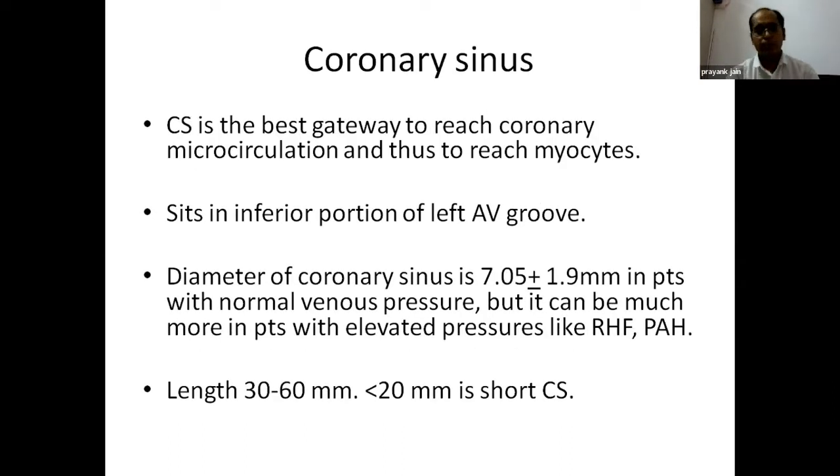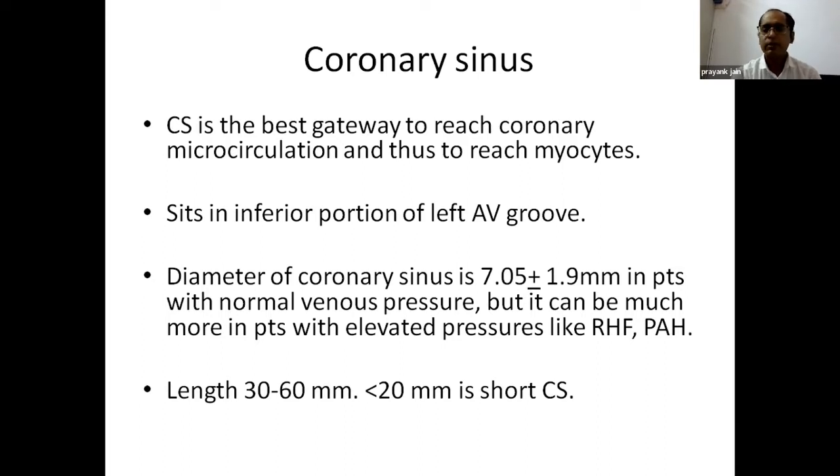So our topic of discussion will be focusing on the coronary sinus. Coronary sinus is the best gateway to reach the coronary microcirculation and thus the myocytes. It sits in the inferior portion of the left AV groove. The diameter of the coronary sinus is 7.05 plus minus 1.9 millimeter in patients with normal venous pressure, but it can be much more in patients with elevated pressure, like right heart failure and pulmonary artery hypertension. The normal length is 30 to 60 millimeter. A coronary sinus less than 20 millimeter in length is called a short coronary sinus.